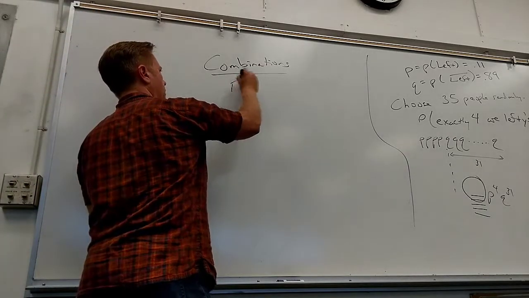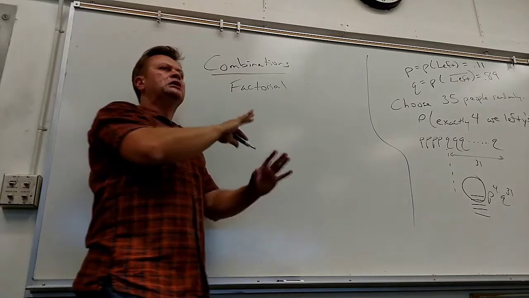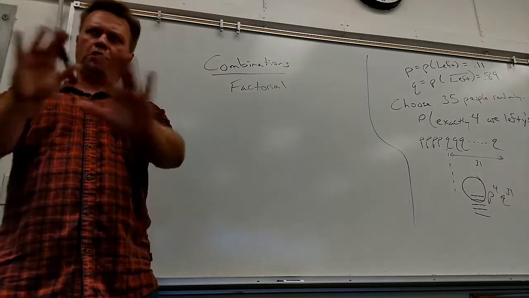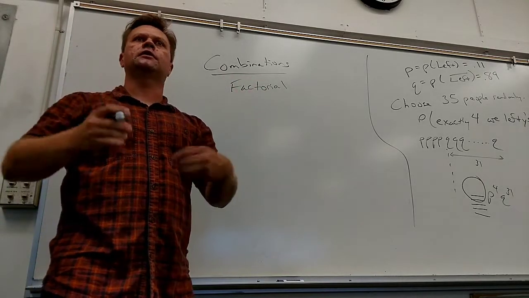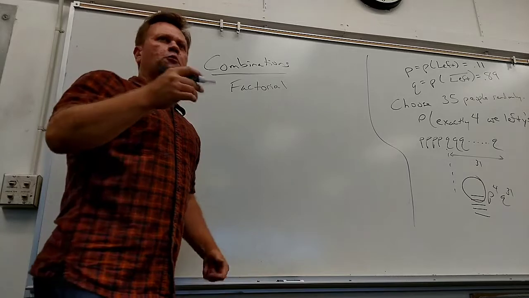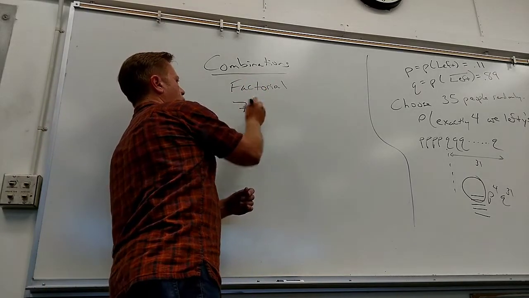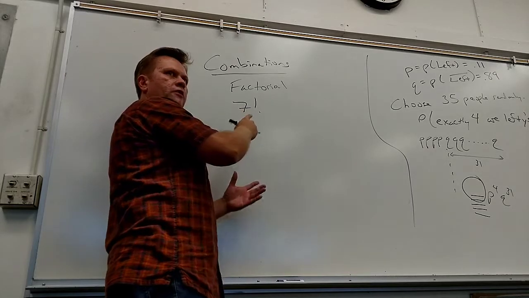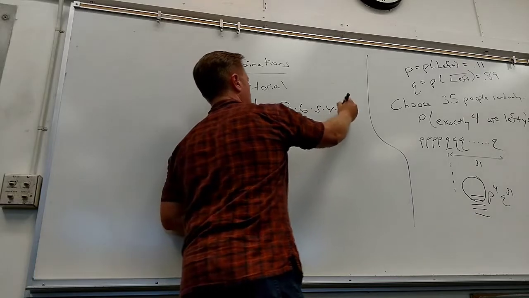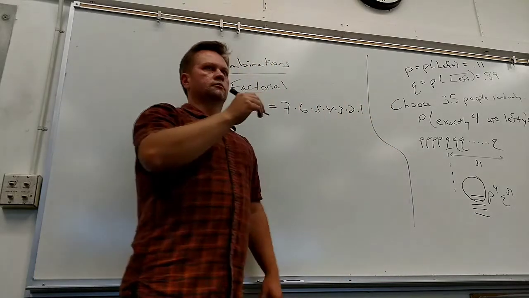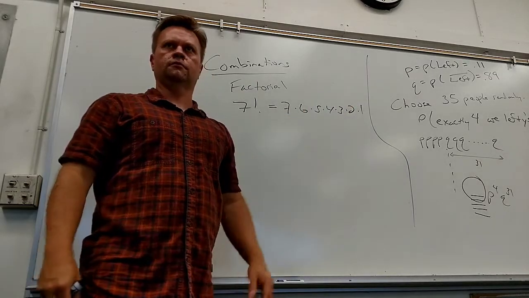There is something called a factorial. This is an interesting mathematical idea. So I want to show you this, but then I'm not going to make you responsible for it. But if you see it in the book, now you understand it's not punctuation, really. It's a weird symbol they use for this. So here's what a factorial is. 7 factorial, so it looks like 7!, means 7 times 6 times 5 times 4 times 3 times 2 times 1. So 28 factorial would be 28 times 27 all the way down to the 1.